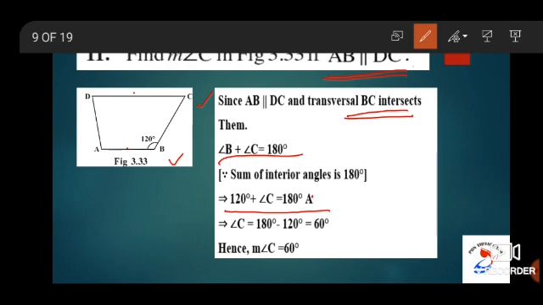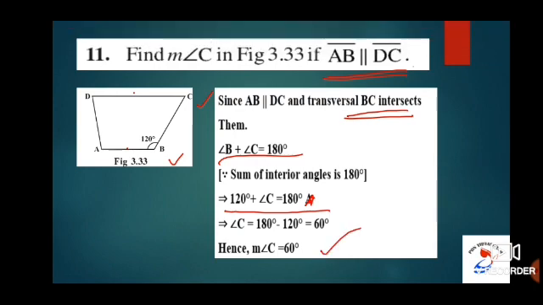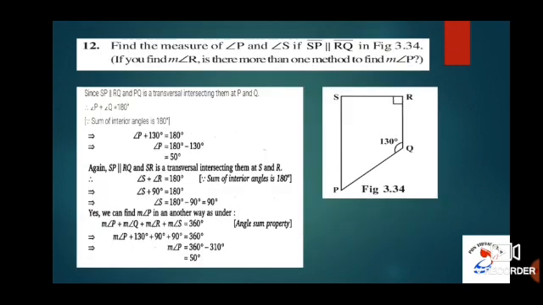So to conclude, angle C is equal to 180 minus 120, that is nothing but 60 degrees. Therefore the measurement of angle C is 60 degrees.